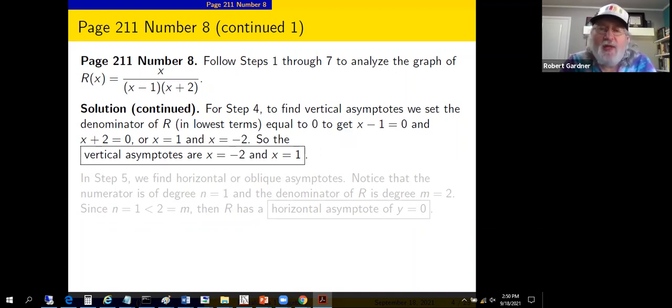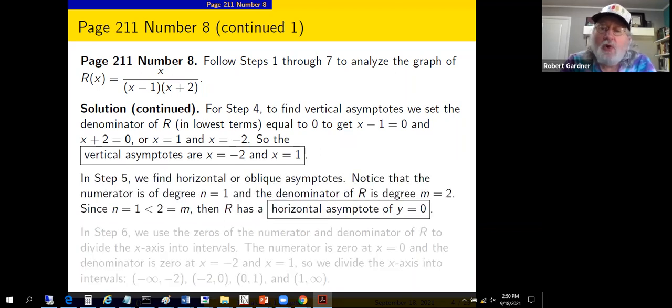So we've got those two vertical asymptotes, horizontal or oblique asymptotes. We had a way to deal with that in terms of degrees. The degree of the numerator is n equals 1 in terms of the notation from a previous section. Degree of the denominator, when we multiply this out, would be 2. Degree 1, numerator, degree 2 in the denominator. When the degree of the numerator is strictly less than the degree of the denominator, then a rational function has a horizontal asymptote of y equals 0.